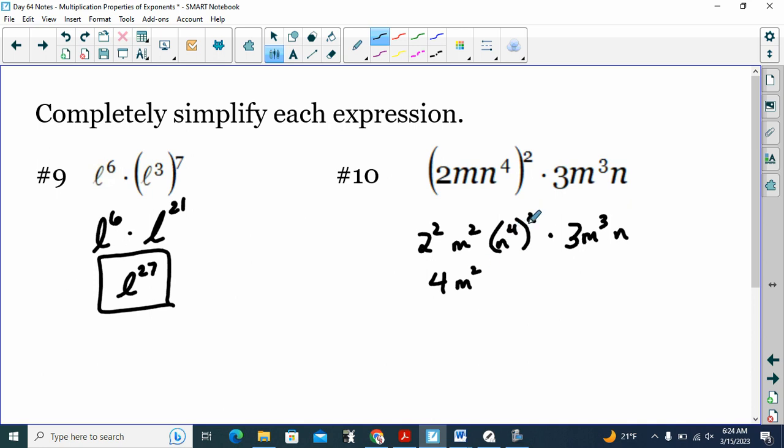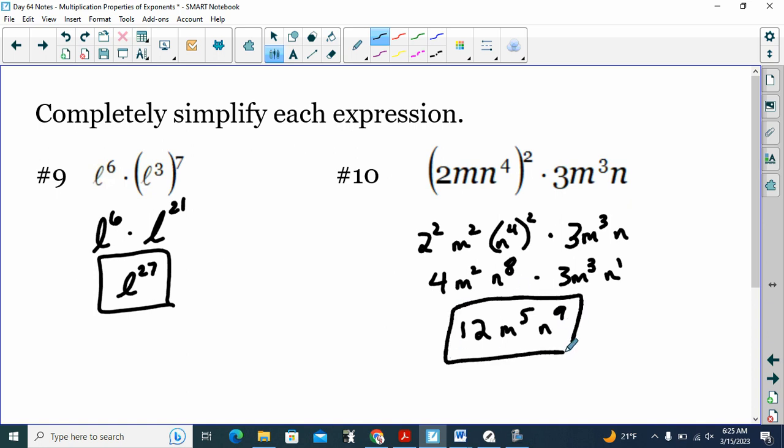N to the fourth to the second, power of a power. I want to multiply the exponents. And now I'm multiplying two things. 4 times 3 is 12. M squared times m to the third. When we multiply, we add up the exponents. 2 and 3 make 5. N to the eighth times n to the first. 8 and 1 make 9. 12m to the fifth, n to the ninth.